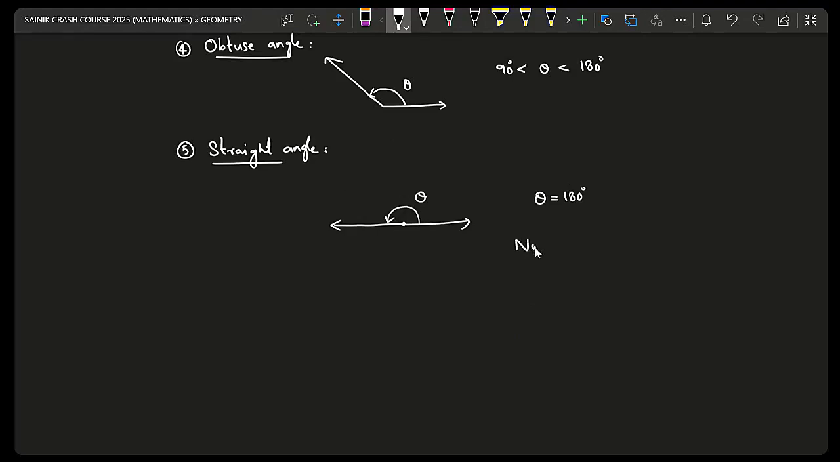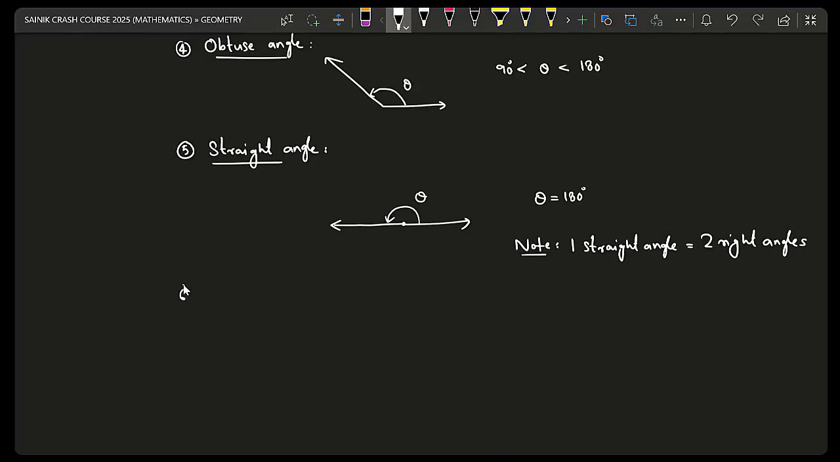And there is a note point. What is the note point about a straight angle? One straight angle contains how many right angles? Two right angles. One straight angle is equal to two right angles, because one straight angle is equal to 180 degrees, and two right angles, 2 into 90, is 180. You can see visually also, if you draw a vertical line above this point, this is a right angle, this is a right angle. That means two right angles together become one straight angle. So the straight angle measures 180 degrees.